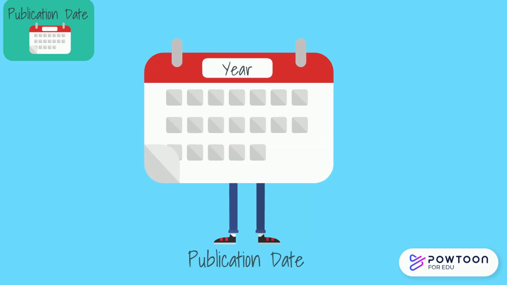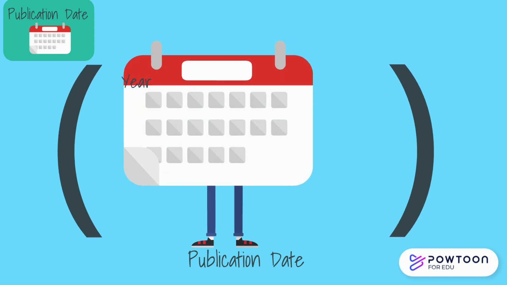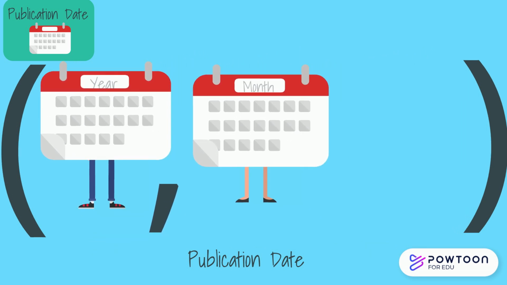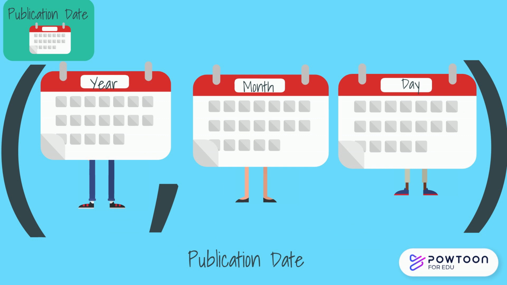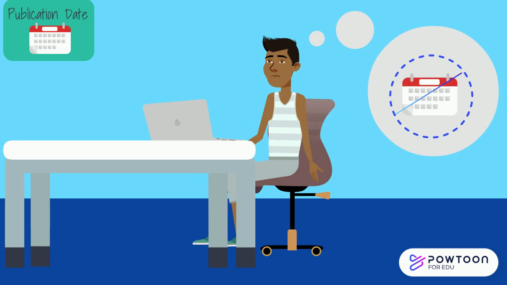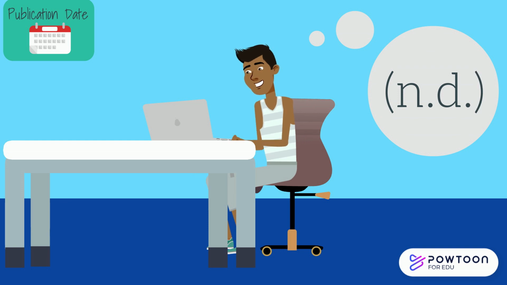For each kind of date option, you will enclose it in parentheses. If there are 2 parts to the date, such as a year and a month, you will need to separate it with a comma. When using the year, month, day style, only separate the year and month with a comma. If you're unable to find a publication date, you'll use the note date option. For this, you'll type in period D period within the parentheses rather than the date.